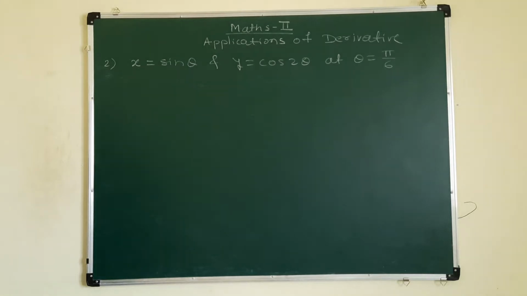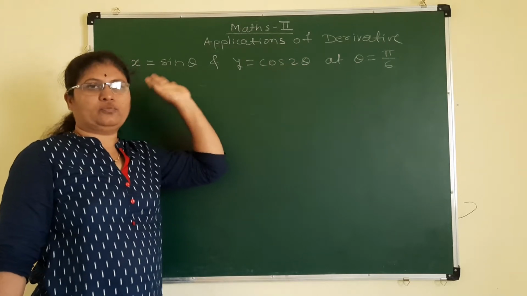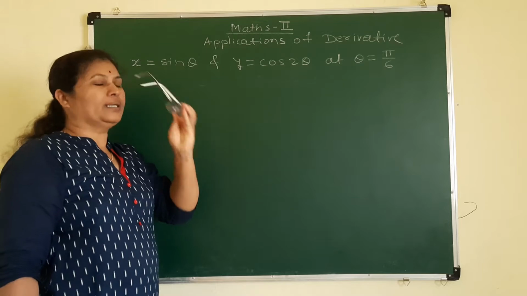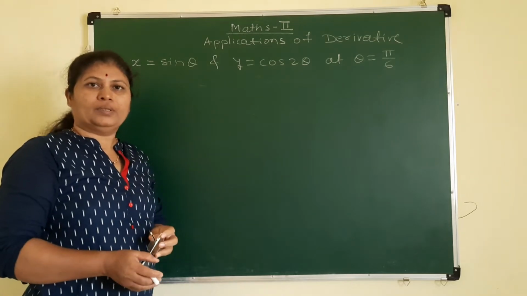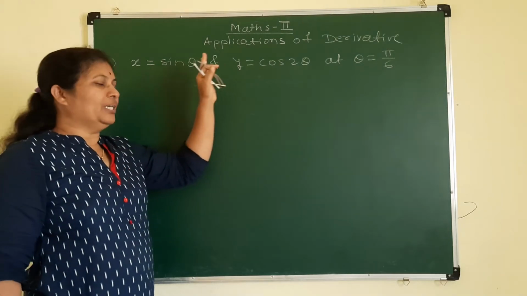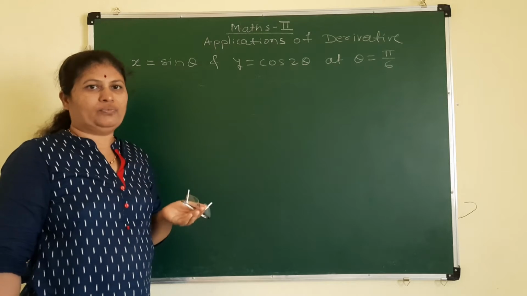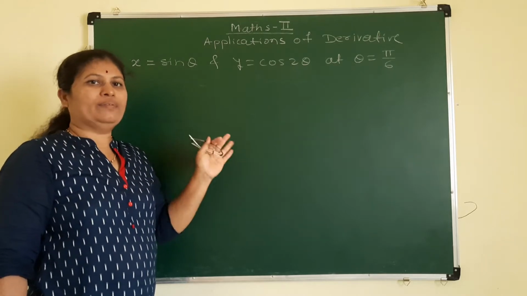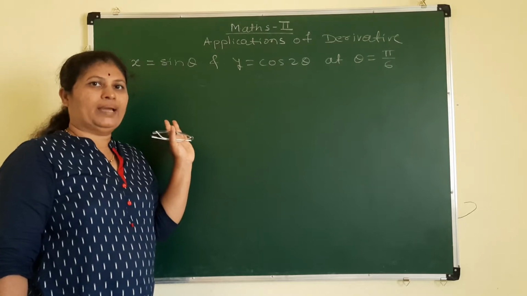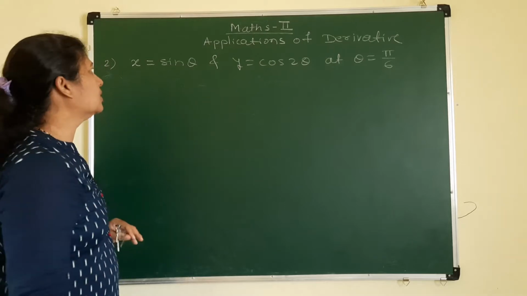This curve is given in the form of parametric equations. Theta is the parameter. So we can differentiate x with respect to theta, y with respect to theta, and then we find the derivative of y with respect to x, dy by dx, by the parametric rule of differentiation for parametric functions.